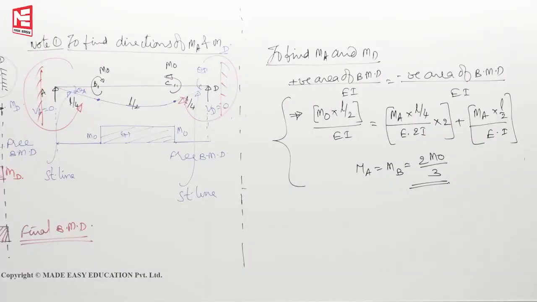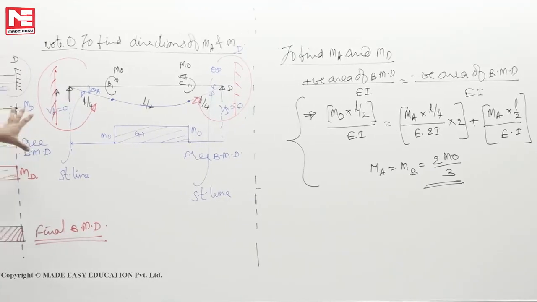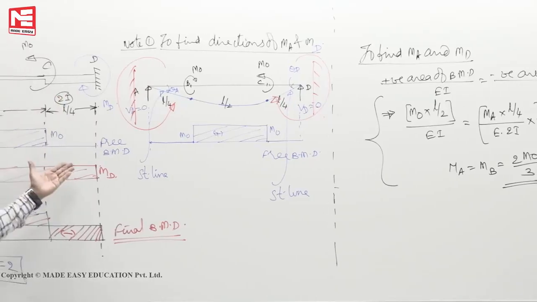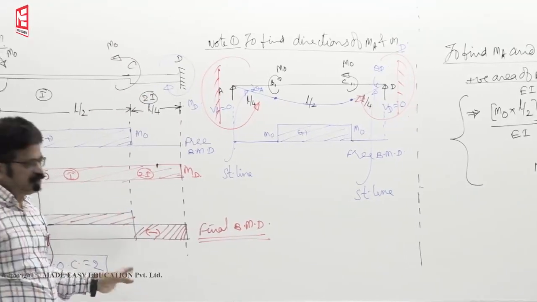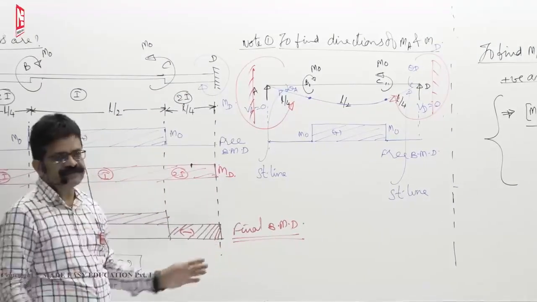Okay, now there are many other workbook examples in a similar way. Fixed beam subjected to central point load, I values are different. Then positive area by EI is equal to negative area by EI. You calculate it, finish it off.